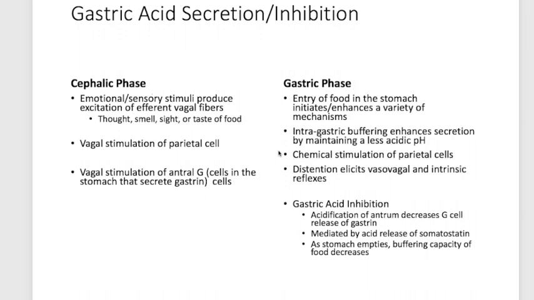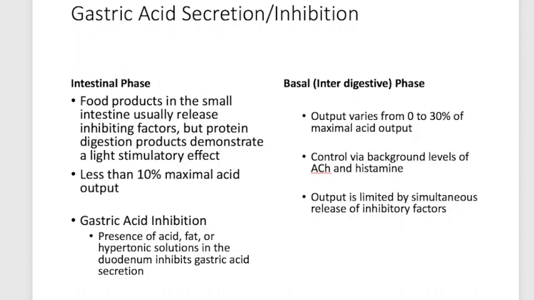When we talk about gastric acid secretion and inhibition, there are a couple of different phases. I alluded to that: the cephalic phase, the gastric phase, and the intestinal phase. There's also one called the basal or interdigestive phase, and this is that background digestive phase. The output varies from about 0 to 30% of maximal acid output. The background levels are controlled by acetylcholine and histamine, and that output is limited by simultaneous release of inhibitory factors.